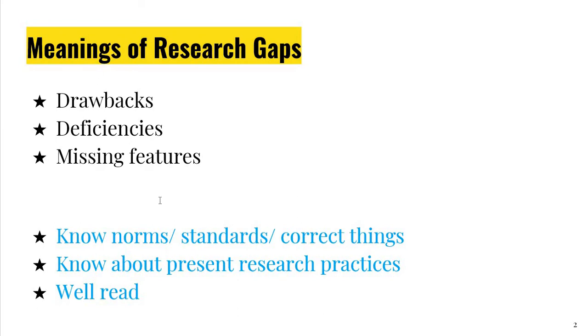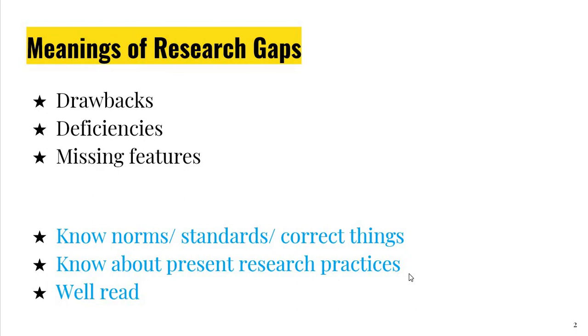Okay, if you want to find out the drawbacks in any research paper, first of all, you should be a well read person. You must know about present research practices. If you don't know about present research practices, how can you say that this research has this deficiency?